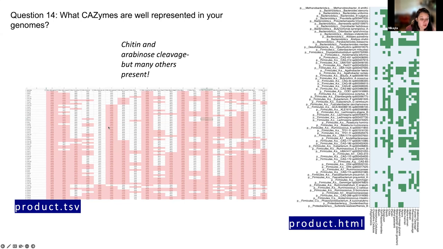Remember that this requires two CAZymes to call it true. It requires both a backbone cleaving and an oligo cleaving CAZyme. For example, for chitin, it would require a backbone cleaving GH for chitin and an oligo cleaving CAZyme for chitin. You can see all of those different profiles across all of your genomes at once, either in the heat map form or in this form. If we ask what CAZymes are well represented in your genomes, chitin and arabinose cleavage are the most prevalent, but there are many, many others. Okay.